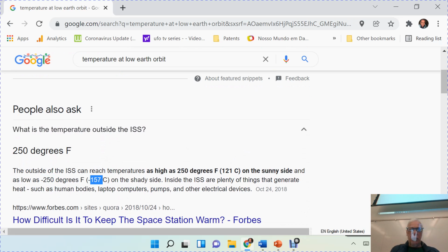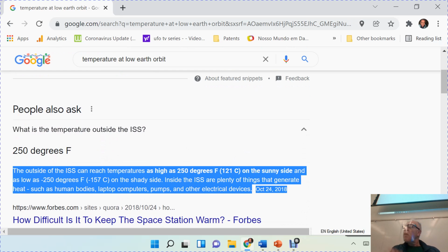So do they have really good air conditioning in there? Like the air conditioning in the ISS? Yeah, they have to have something like that. And they also have to have a good heating system, otherwise the astronauts are going to freeze to death, right?